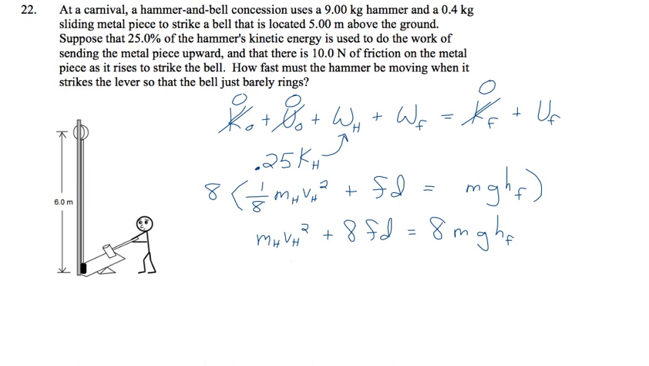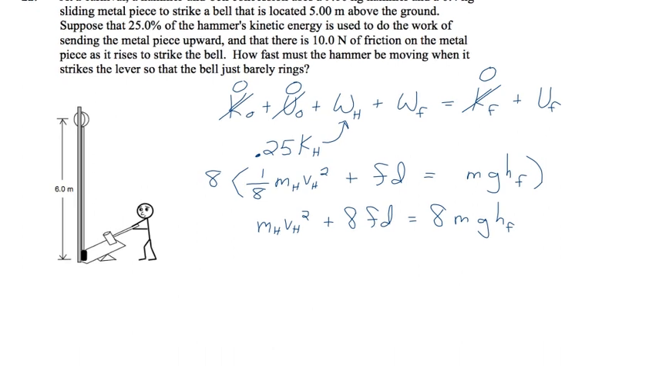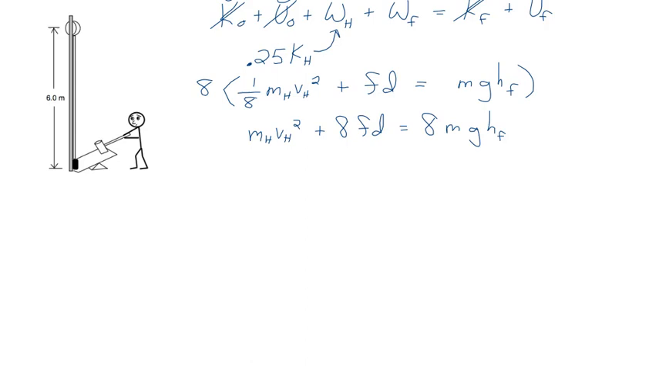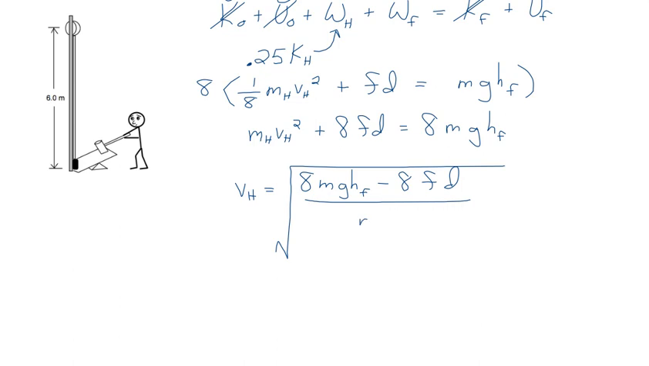So the next step, we're done with the physics. The rest is just algebra. So I want to get the velocity of the hammer by itself. Like I said, I'm going to move this term to the other side, and then I'm going to divide by that, and then I'm going to take the square root. So when all is said and done, we're going to have 8mgh_f minus 8fd over the mass of the hammer. Does everybody follow what I did there, the algebra?